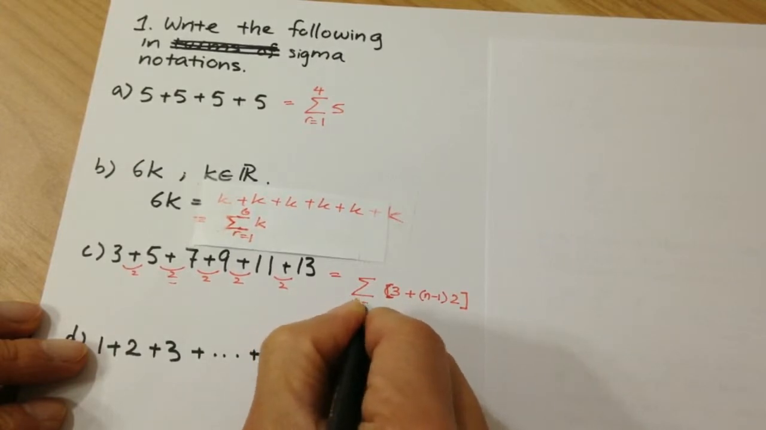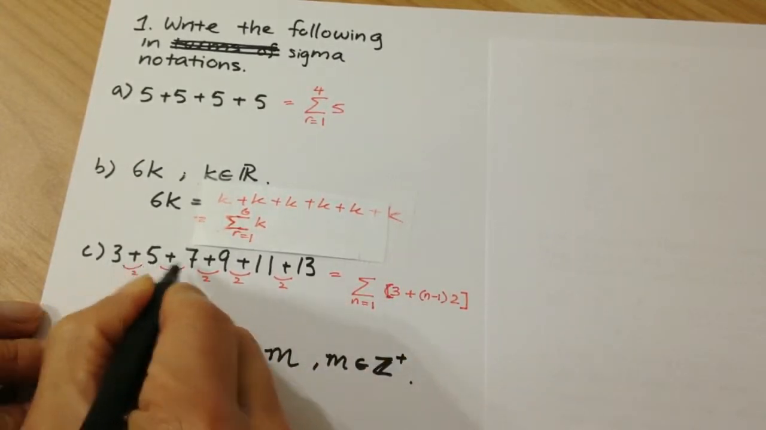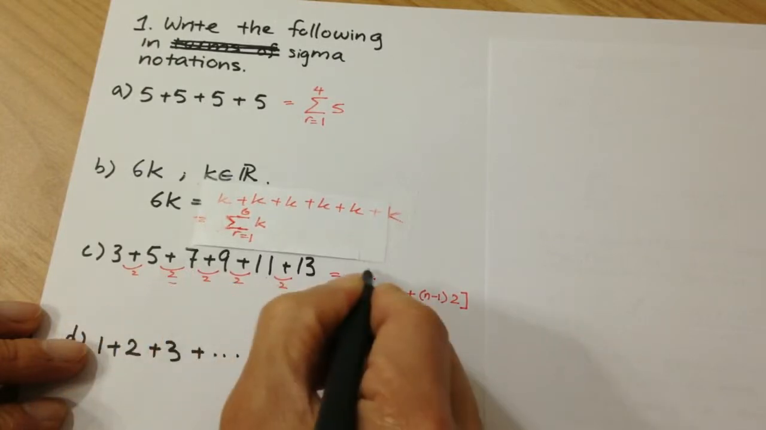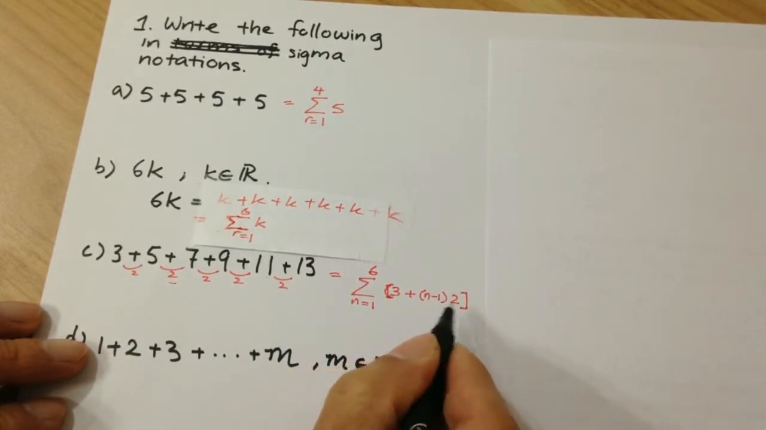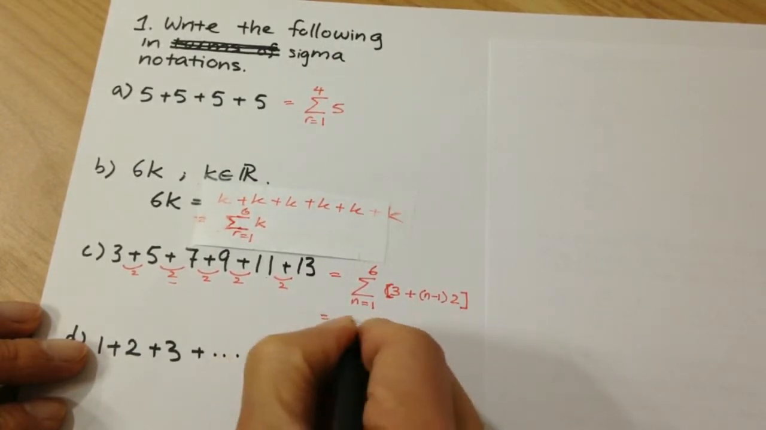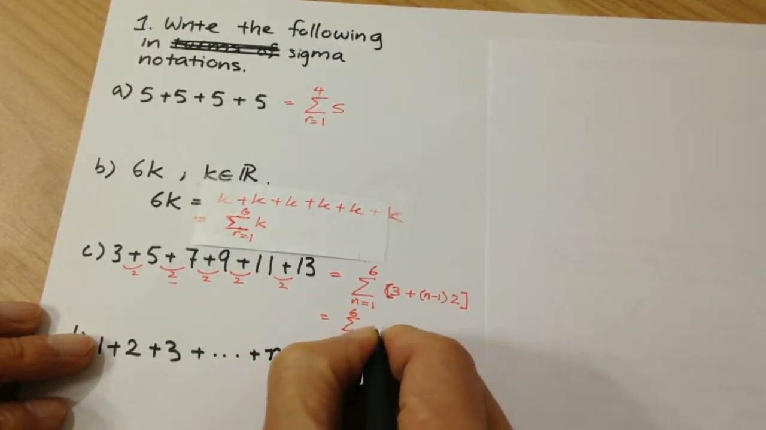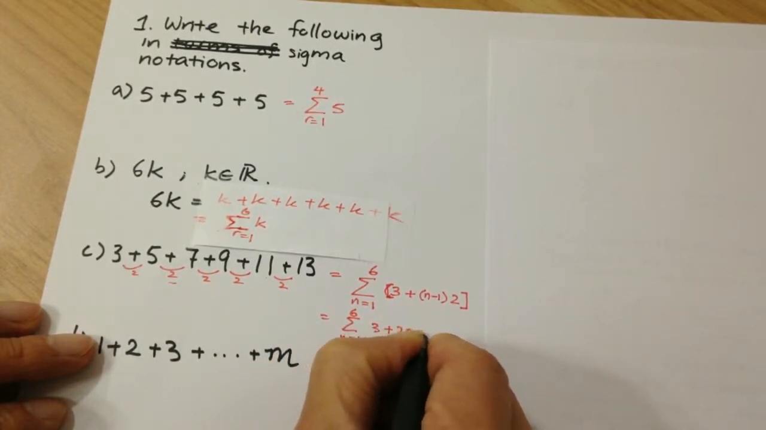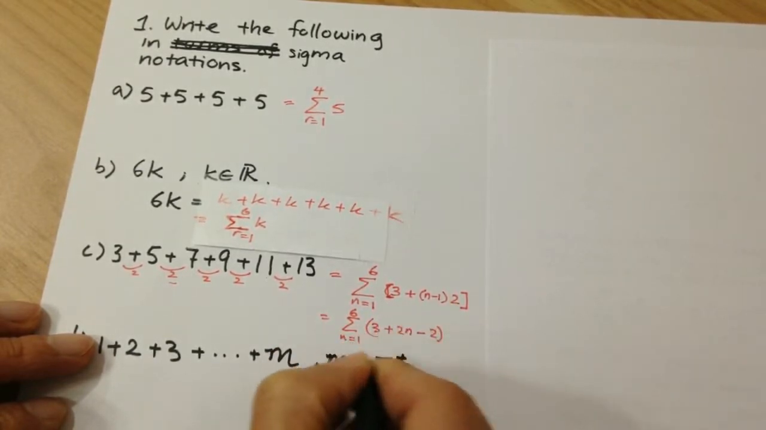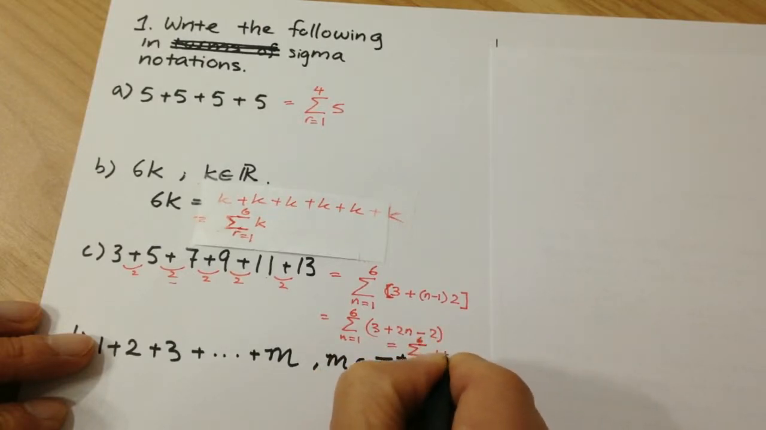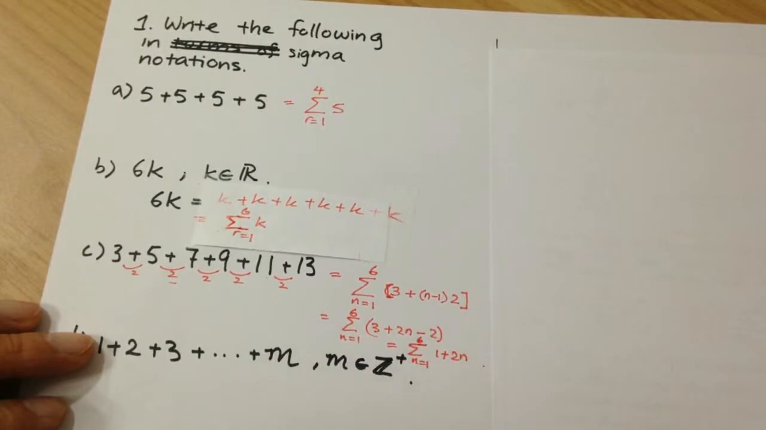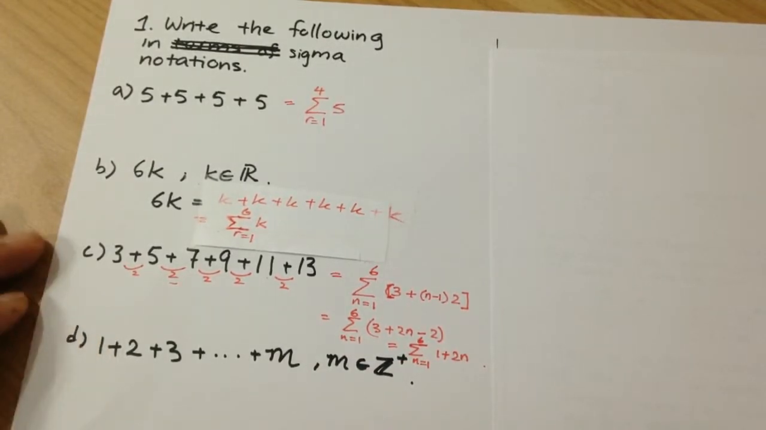Right, so I can put n equal to 1 up to 6. So that is the summation from 1 to 6 of 3 plus n minus 1 times 2. So you can simplify that, n equal to 1 to 6. So it's going to be 3 plus 2n minus 2, for example. And this is the same as the summation from n equal to 1 to 6 of 1 plus 2n, for example. So that's the answer.